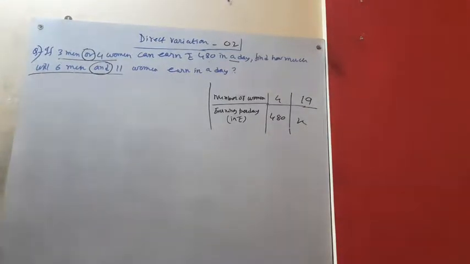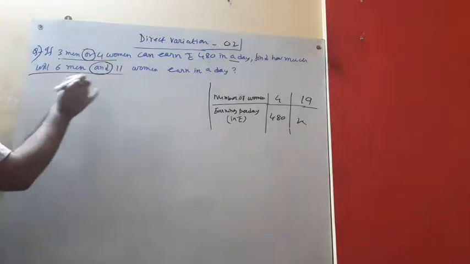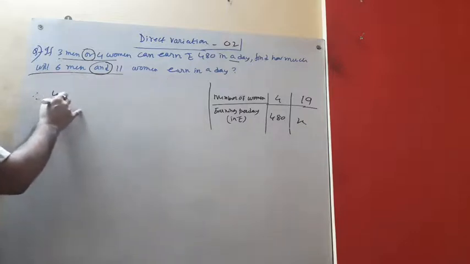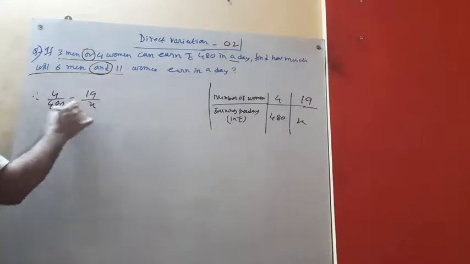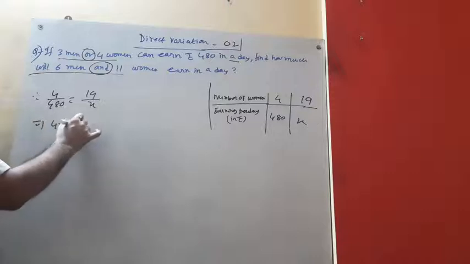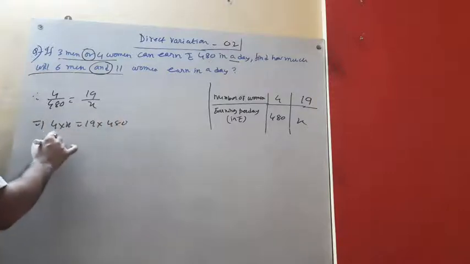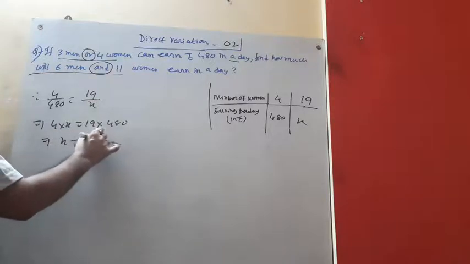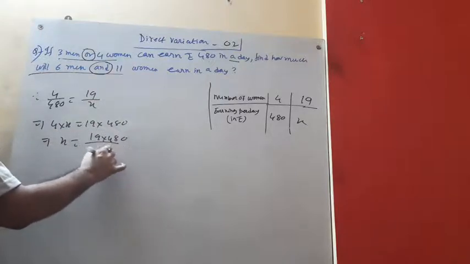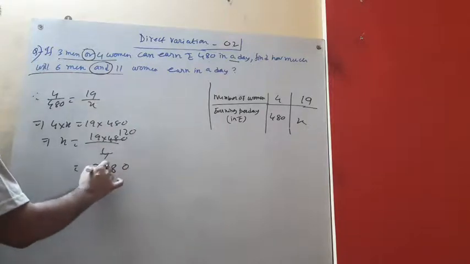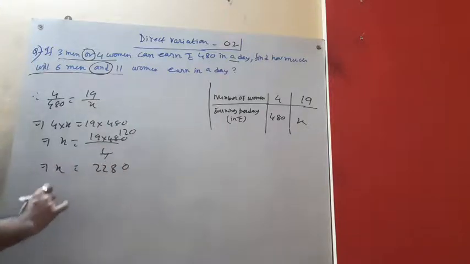Look, now what will I do? So it is a case of direct variation. You will write it is a case of direct variation. Therefore 4 by 480 equal to 19 by X. Now 4 into X equal to 19 into 480. That means X equal to 19 into 480 by 4. X equal to 2280.